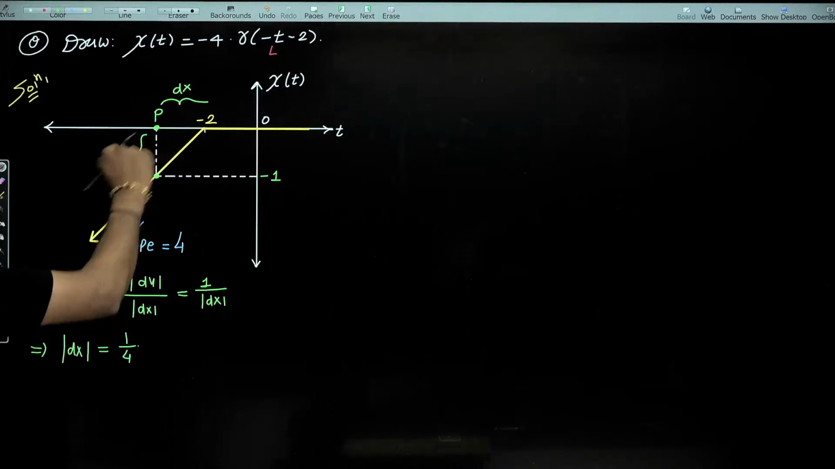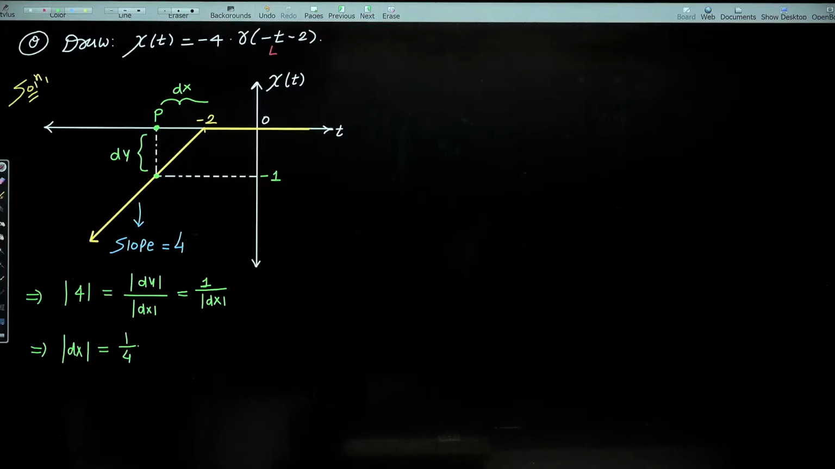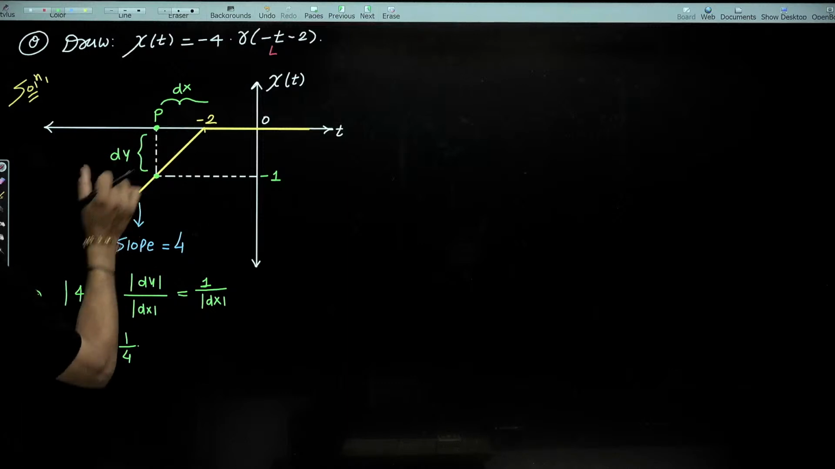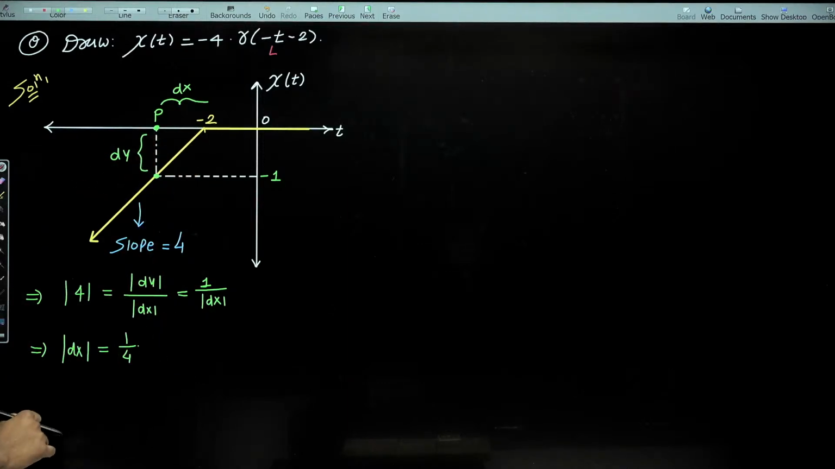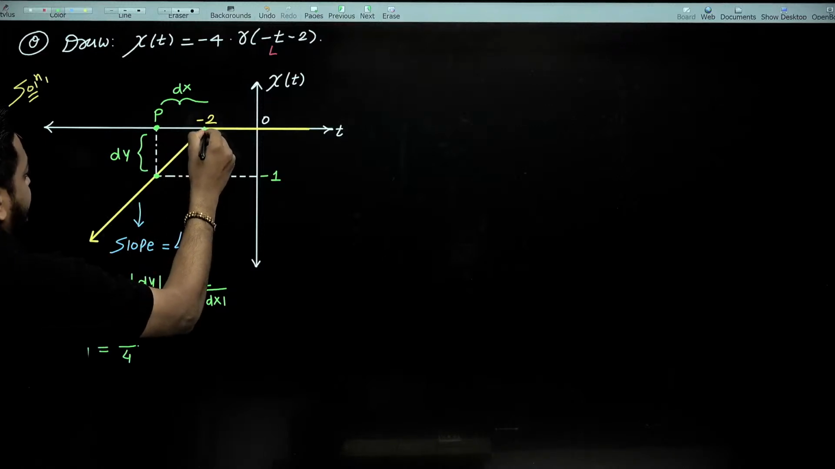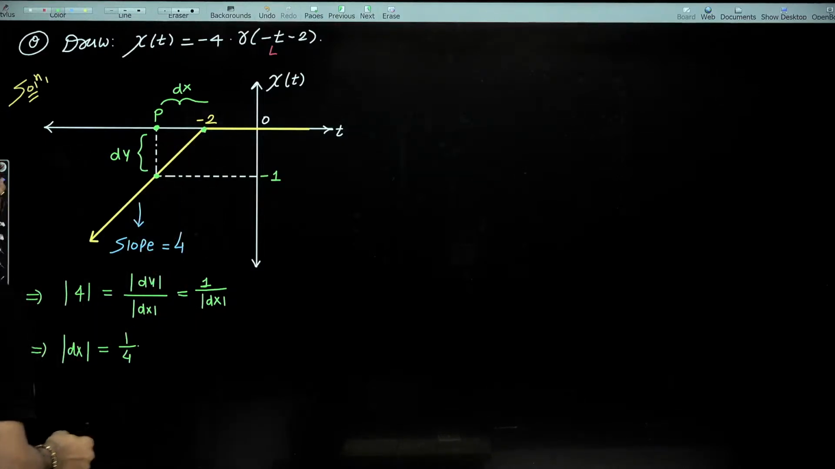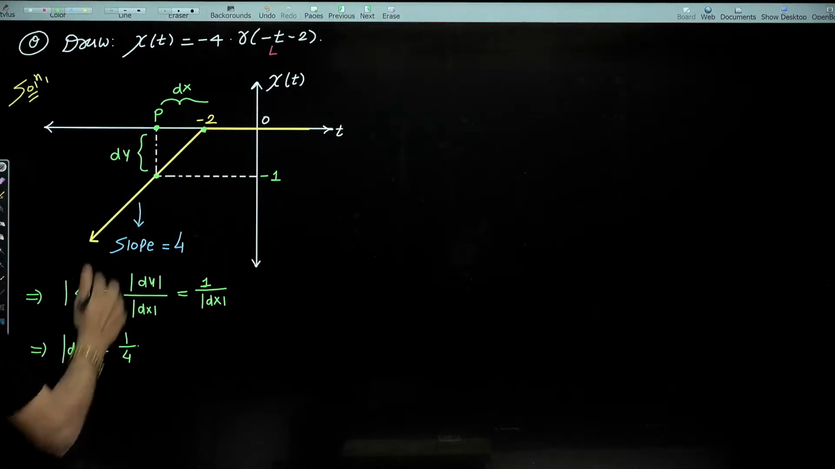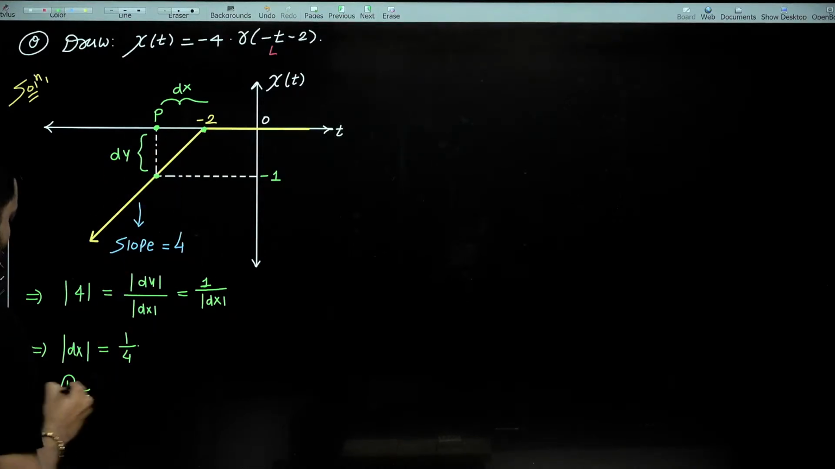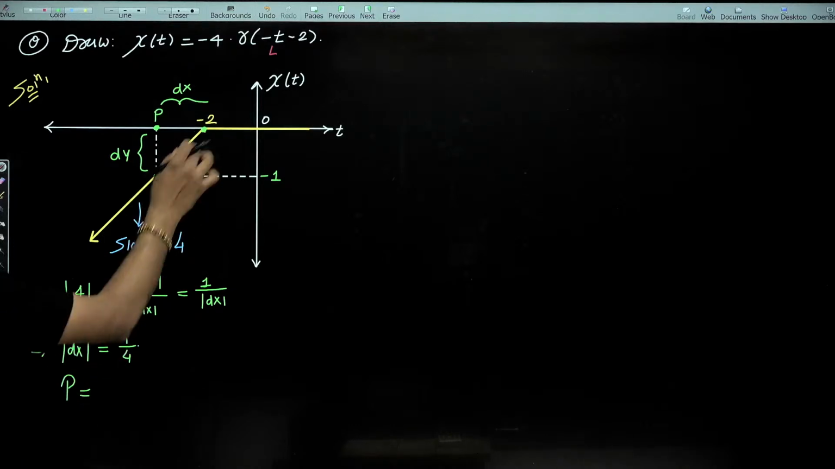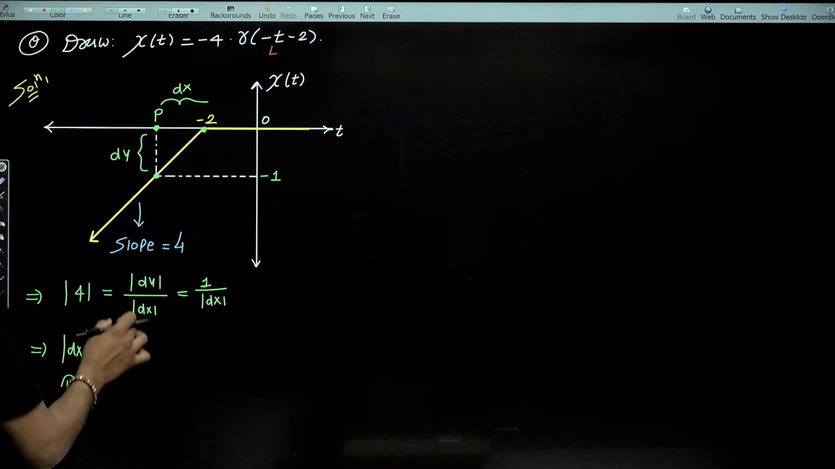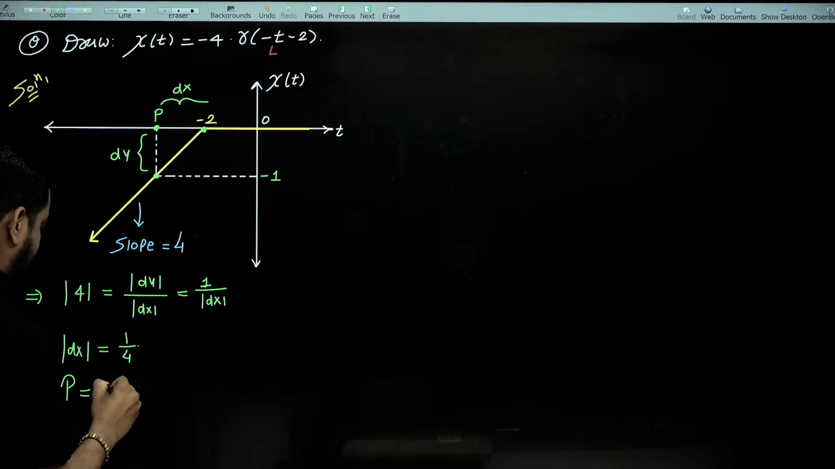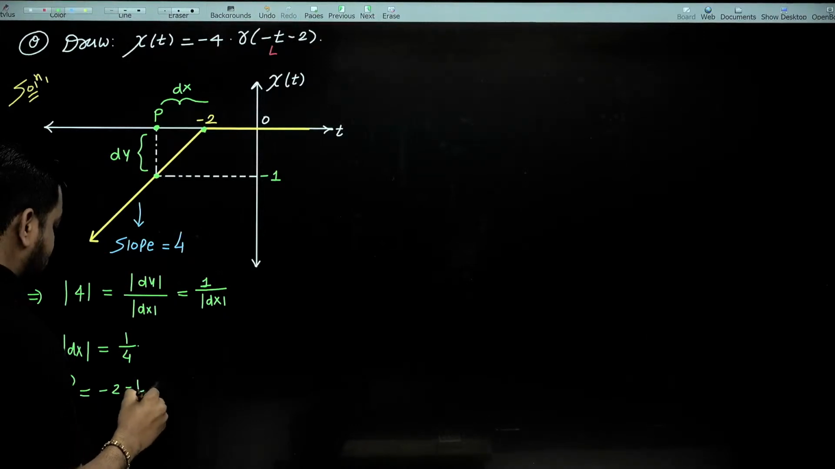Then what is the value of this point P? So total dx is 1/4, guys. Here the difference is 1/4 and this is -2, correct? So what is the value of P? Directly you can say, add 1/4 into this one, that is -2 minus 1/4.